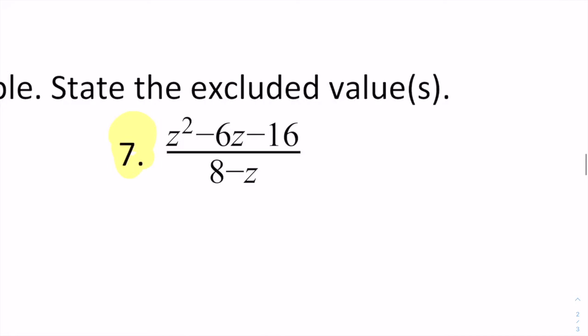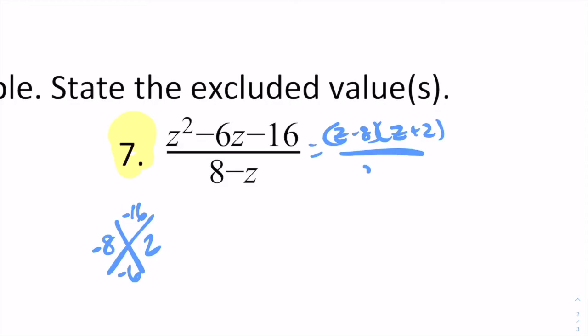Last one. All right, you guys made it this far. Awesome. This last one, if I were to factor this, x marks the spot, negative 16, negative 6, negative 8, 2. So you get z minus 8 times z plus 2 over 8 minus z.